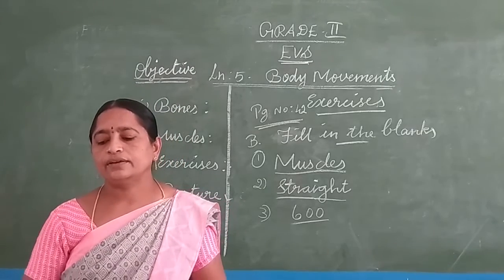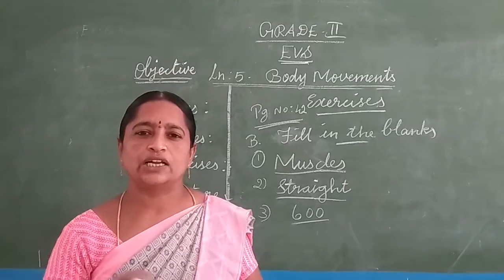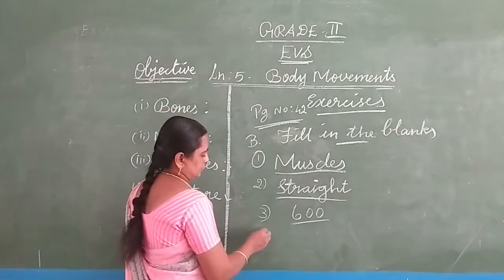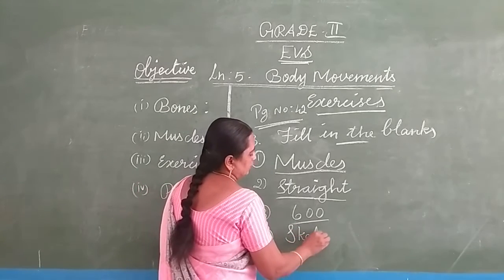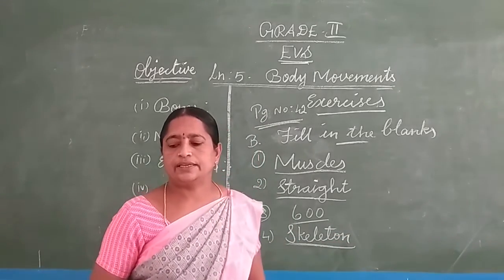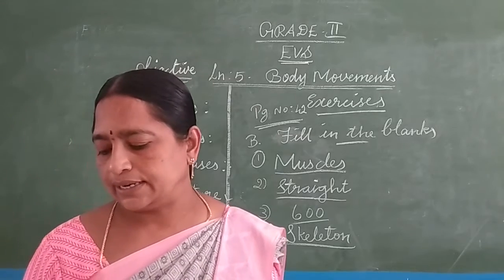The fourth one: the frame of bones is called what? Skeleton. The frame of bones is called skeleton. S-K-E-L-E-T-O-N.